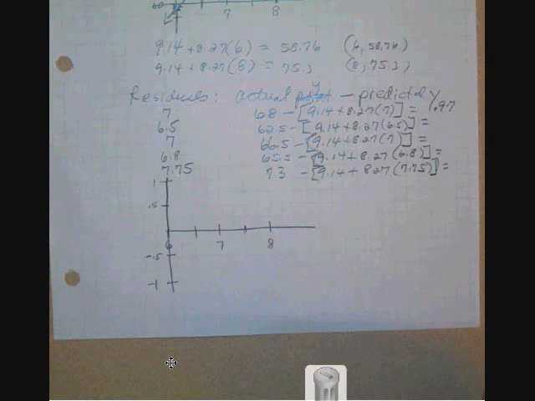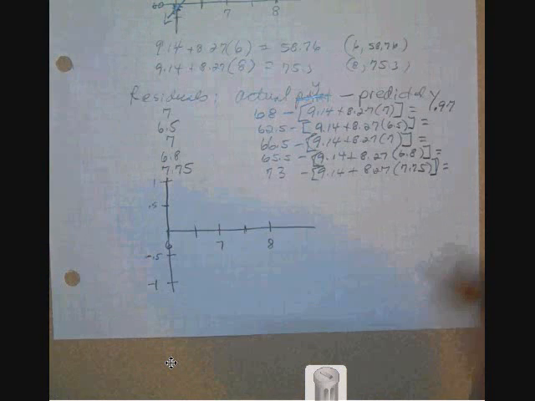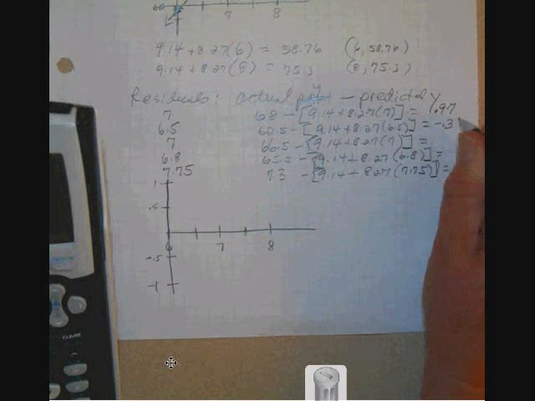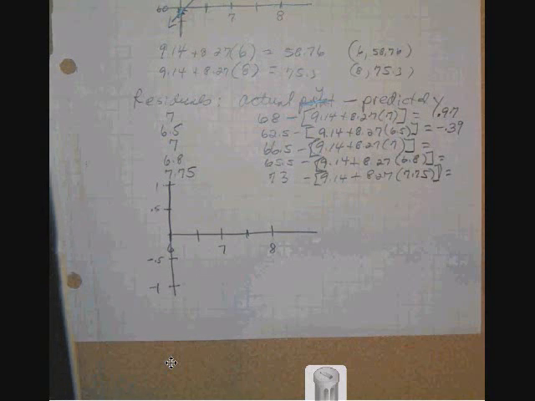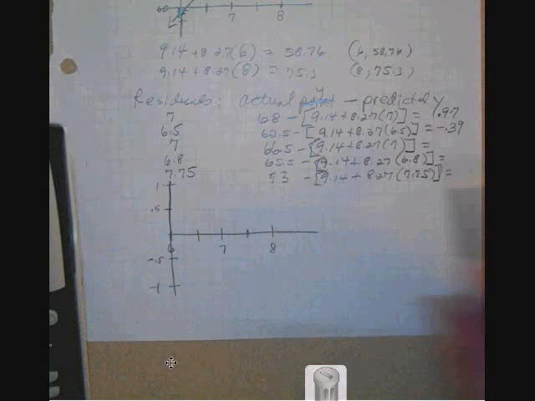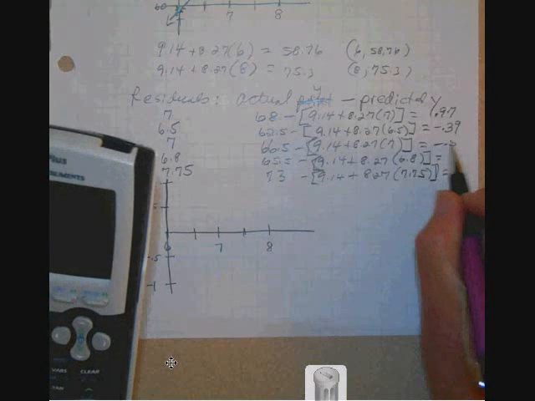Do we have a number for the second one, for the 6.5? Negative 0.39. I'll leave it there. I'll just go 2 decimal places. The graph's not going to be that. What do we get for the third one? Anybody got the third one yet? Negative 0.53.